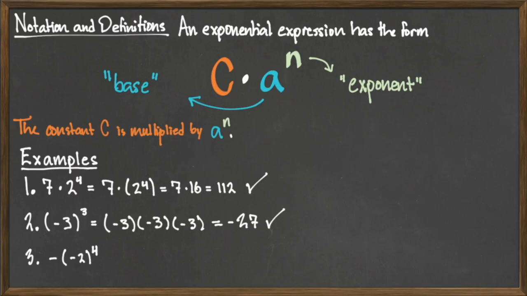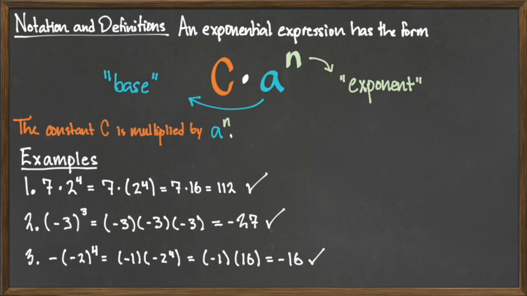And our last example is negative (2 to the fourth power) with the negative outside. So I multiply negative 2 by itself 4 times, which gives me positive 16, but that negative sign outside survives, and it acts like a multiplication of negative 1. So I get a final answer of minus 16.